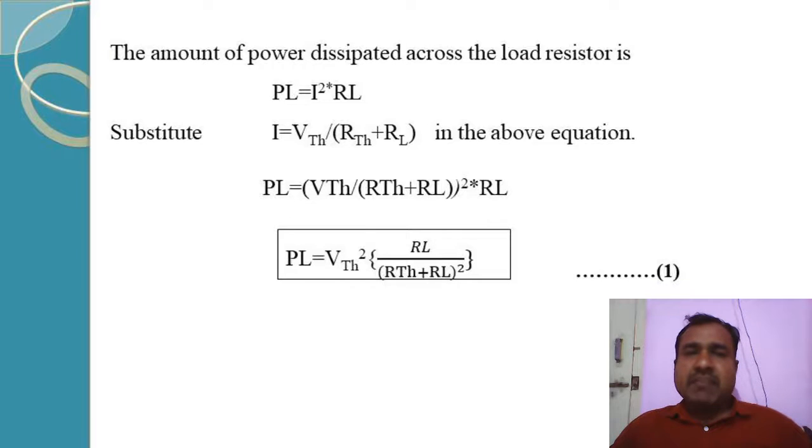So PL will now become: in place of I, replace VTH divided by RTH plus RL. So VTH divided by RTH plus RL, whole square, into RL. That is, PL is equal to VTH square RL divided by (RTH plus RL) square. I'll call this equation number 1.